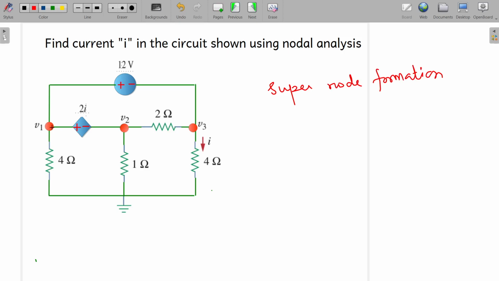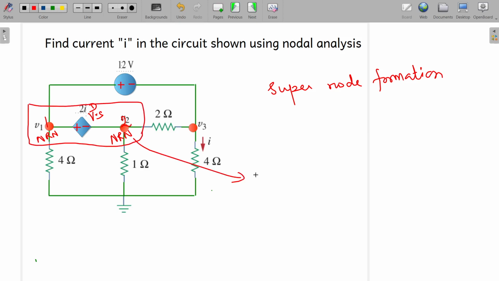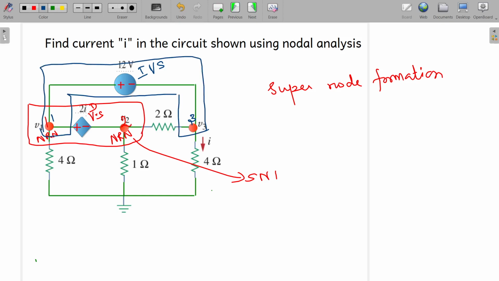So you check this. Here you have a non-reference node number 1. Here you have this non-reference node number 2. And in between here you have the voltage source, but it is a dependent voltage source. So you can combine them together and it can be named as supernode number 1. And again you check, here you have this non-reference node number 1 and then this independent voltage source is there. Then non-reference node number 3 is there. So we can combine these things together and you can form supernode number 2.